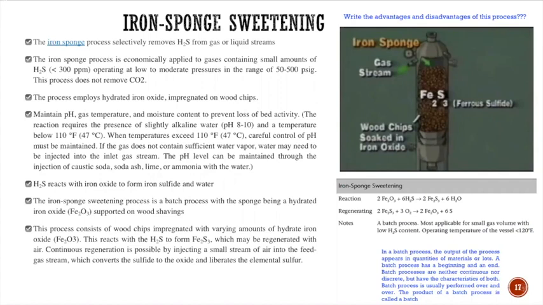Now this process employs hydrated iron oxide, that is Fe2O3, right? So Fe2O3 is the hydrated iron oxide, which is impregnated on wooden chips. You may have seen wooden chips. These have a high surface area, and this Fe2O3 is adsorbed on these wooden chips and utilized for the separation process. As you can see in the diagram, there is a column where the wooden chips are there, and these wooden chips are impregnated by Fe2O3, that is hydrated iron oxide.